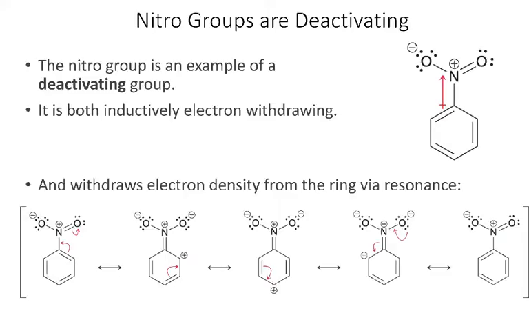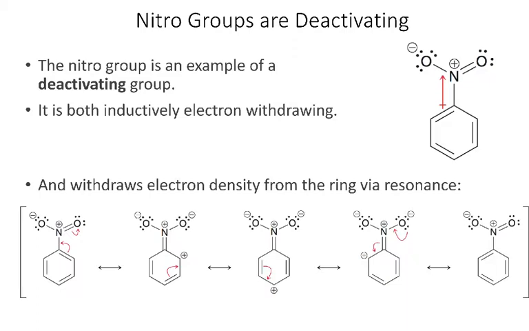In this video, we're going to continue our discussion of how substituents can affect electrophilic aromatic substitution reactions on a benzene ring. In the last video, we saw two examples of activating groups. In this video, we're going to see an example and explain why a group can be deactivating. So, a nitro group is an example of a deactivating group.